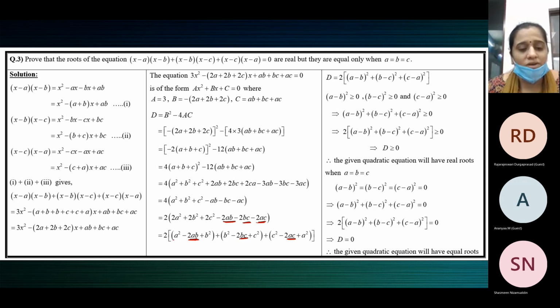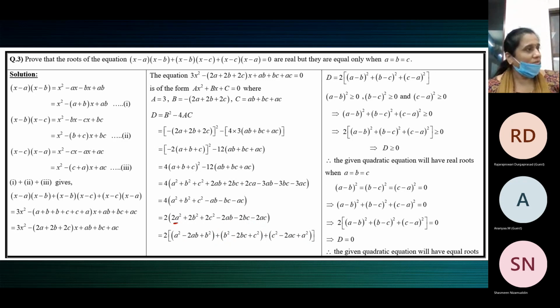For this AB, I want one A square and B square. For this BC, I want one B square and C square. And for this AC, I want one C square and A square. Yes or no? So see here, A square plus A square is 2A square. B square plus B square is 2B square. And C square plus C square is 2C square. That's how we have used. There are 9 terms here.